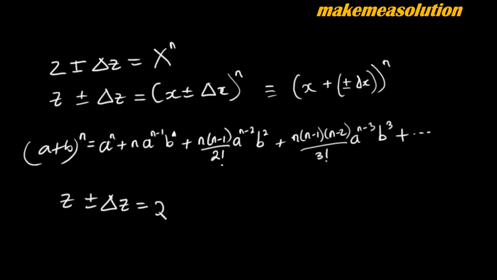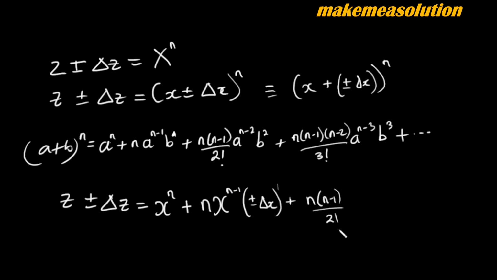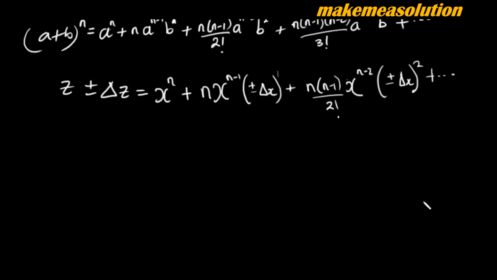We're going to have x raised to the power of n, plus n, then a in this case is x, so x to the n minus 1, then b is plus or minus delta x to the power of 1, plus n(n minus 1) over 2 factorial, then x to the n minus 2, and b is plus or minus delta x squared, plus dot dot dot. So this is where I'm stopping.